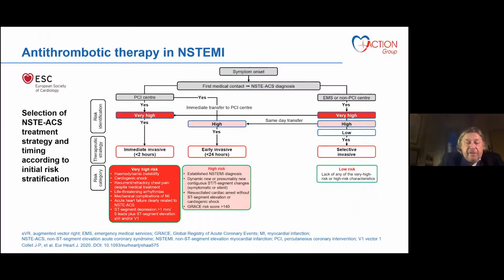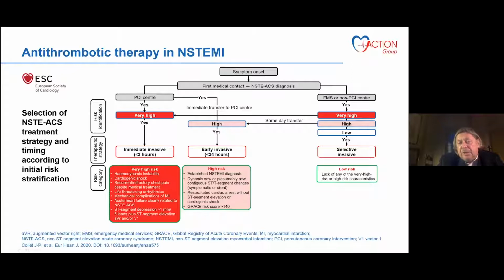So what drives a very high risk? This is given here in this slide: hemodynamic instability, patients in shock, recurrent refractory chest pain despite treatment, life-threatening arrhythmias, and so on. Then you have patients who have a high risk, and such patients either can be transferred directly to a cath lab, or they may come from another hospital with a so-called non-PCI center. In this case, they have been transferred the same day, and usually these patients should be treated within 24 hours, so early invasive. And you can see here again how a high risk is determined.